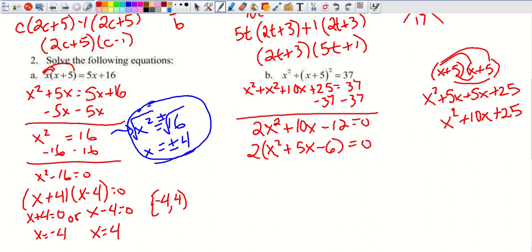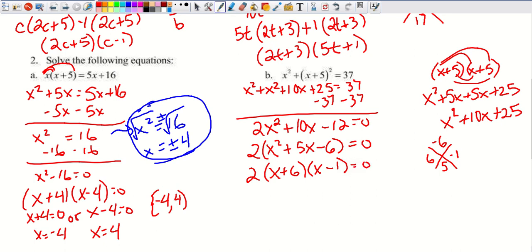Okay, so the 2 stays, right? I want multiply to negative 6 and add to 5. So that's going to have to be 6 and negative 1. And we're going to get x plus 6 times x minus 1 is equal to 0.